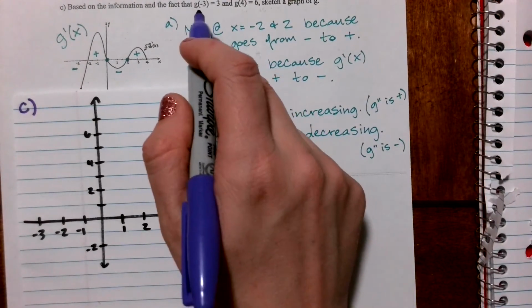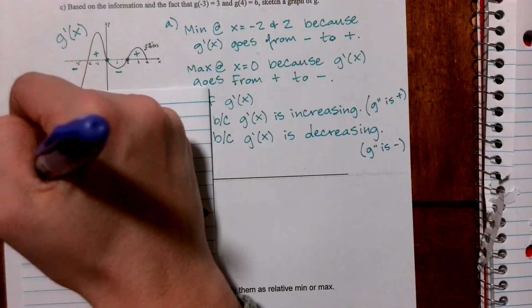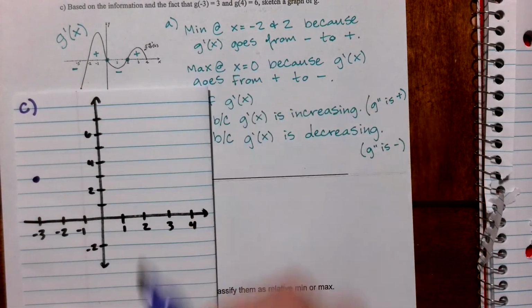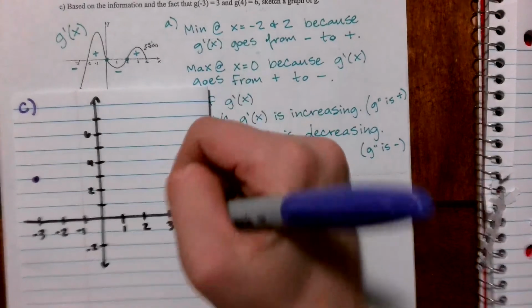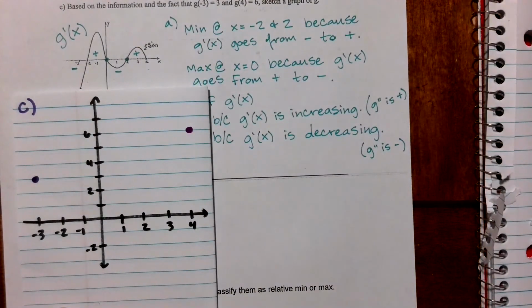They do give us these two values that we've got. g of -3 is 3. So I would start there. So that tells us my endpoint, that it starts at -3, 3, and then it's going to end at 4, 6. So that's good information.